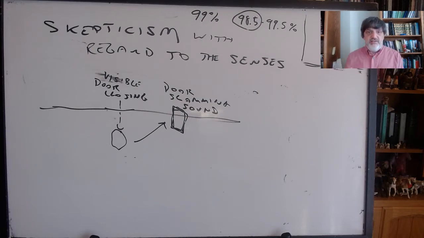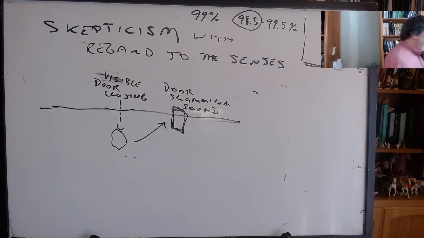So this is basically a huge overgeneralization. We believe that a certain thing always goes along with another thing, even though it manifestly doesn't. Sometimes it's there and sometimes it isn't.